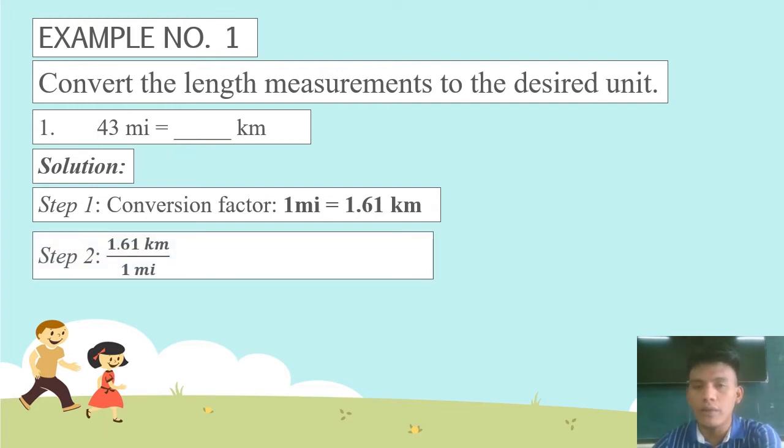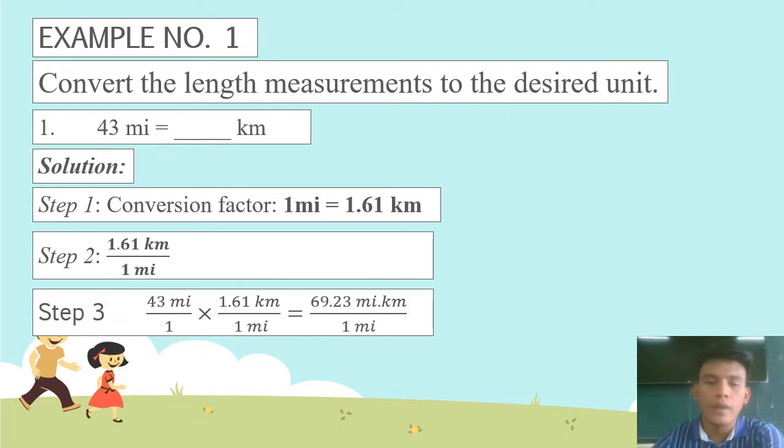1.61 kilometers will be our numerator. 1 mile will be our denominator. So that we can cancel out miles and the remaining will be kilometers. Step 3. 43 miles over 1 times 1.61 kilometers over 1 mile is equal to 43 times 1.61, which is 69.23 mile-kilometers. 1 times 1 mile is equal to 1 mile.